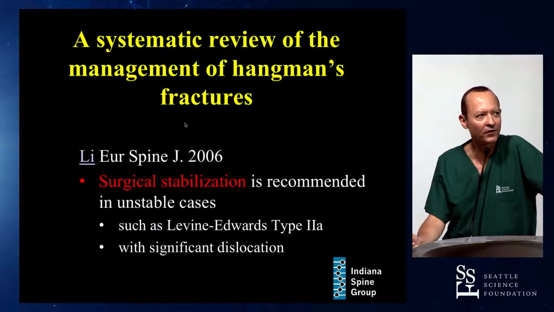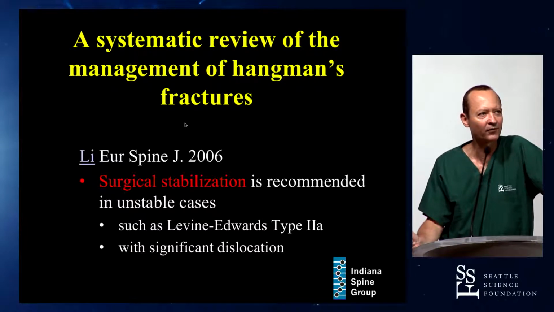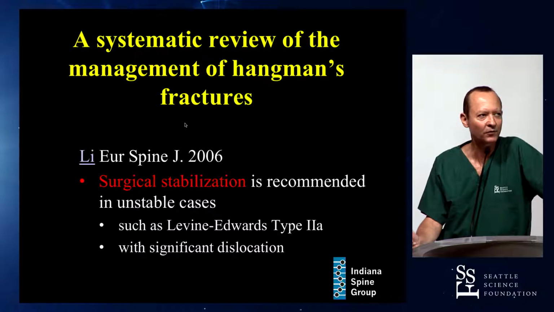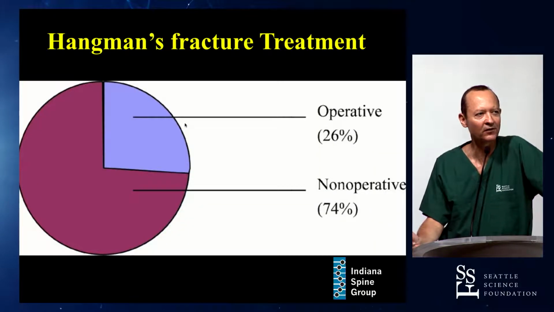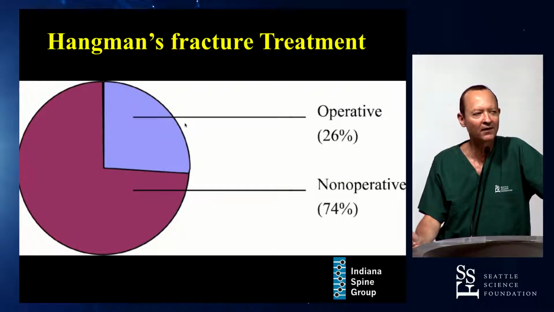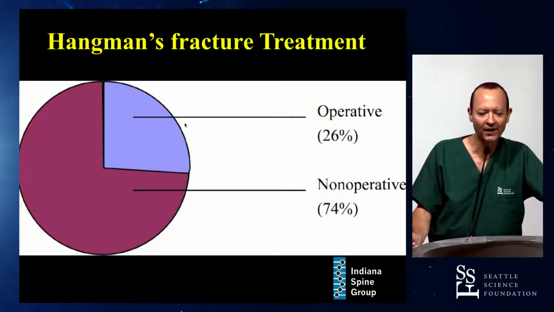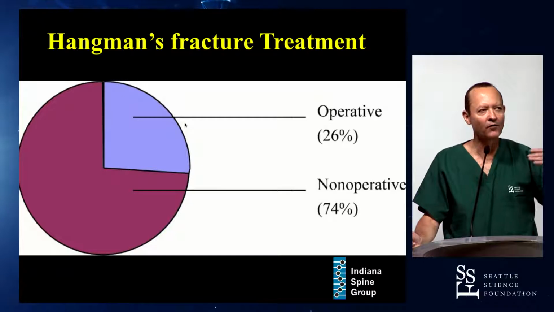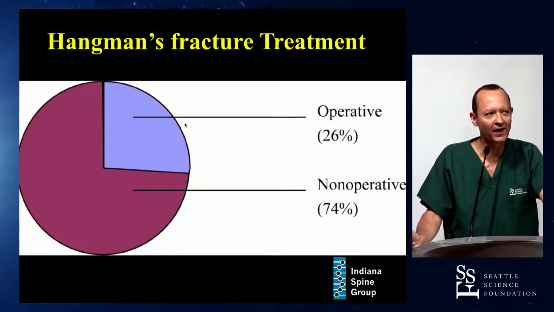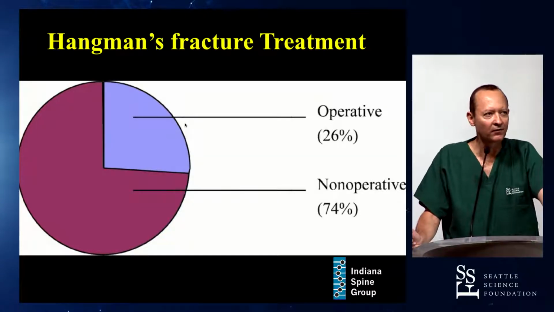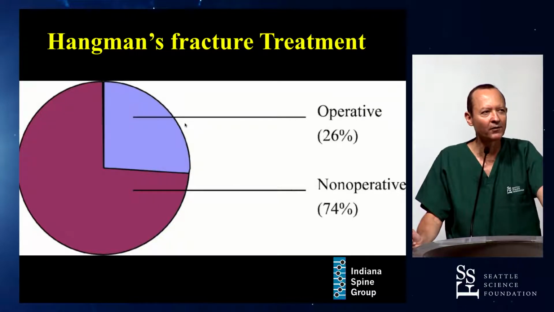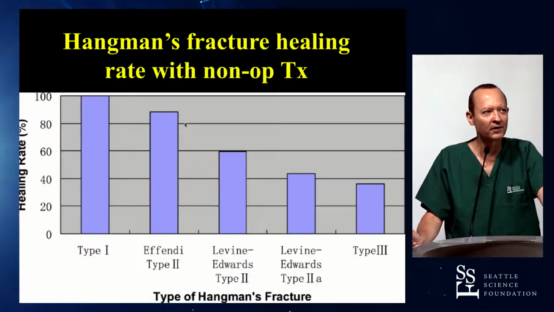A systematic review was done a number of years ago looking at Hangman's fractures, and surgical stabilization was recommended in type 2 Hangman's fractures with significant dislocation, although, again, the vast majority of Hangman's fractures are minimally displaced. When you look overall at the treatment of Hangman's fractures, the vast majority, 2/3 or 3/4, are treated non-operatively, with a very, very small percentage being treated operatively.